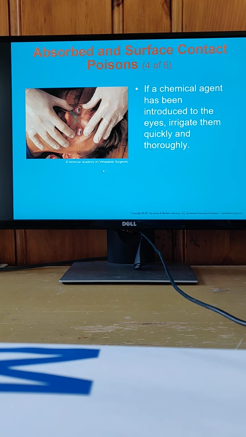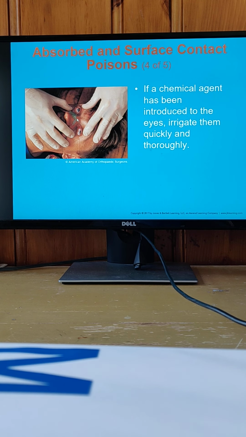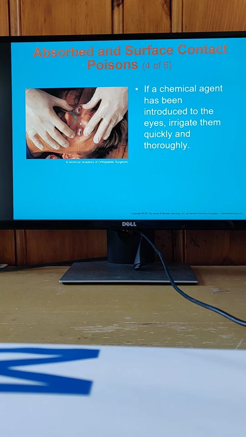If the poison is in the eyes, it's easier for me to show it than explain it to you, but that thing right there at the guy's nose, okay, and it looks like they're actually draining saline liquid into the patient's eye.